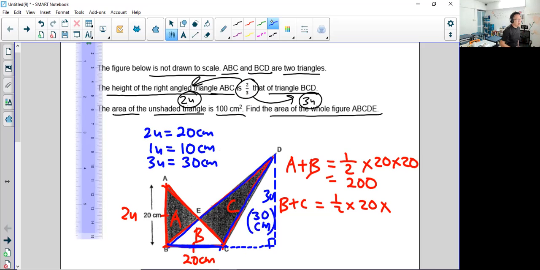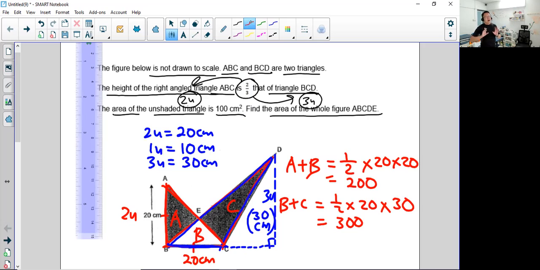So can we find the area of this blue triangle, which is B and C? B and C make up the blue triangle. So half times base times height, which is 30. Use a calculator and you will get 300 centimeters square. So the area of the blue triangle is 300 centimeters square.